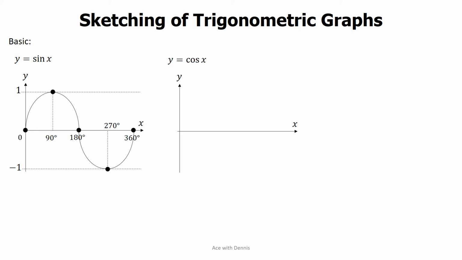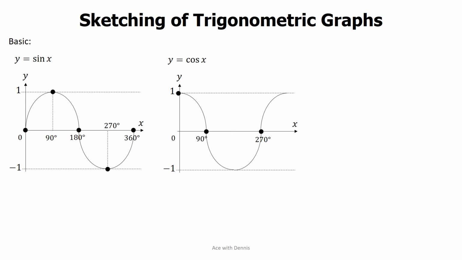Okay, so firstly, again, the same, right? You need to recognize the shape of the cosine graph. It should look like this. And then when y is 0, the angles will be 90 degrees and 270 degrees. Okay, the maximum will be 1, and the minimum is -1.